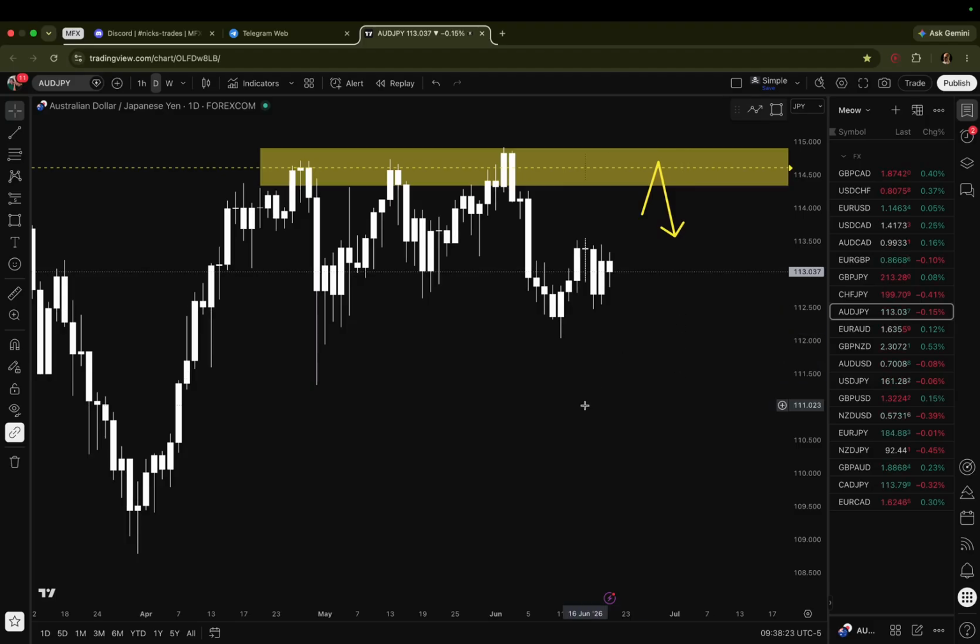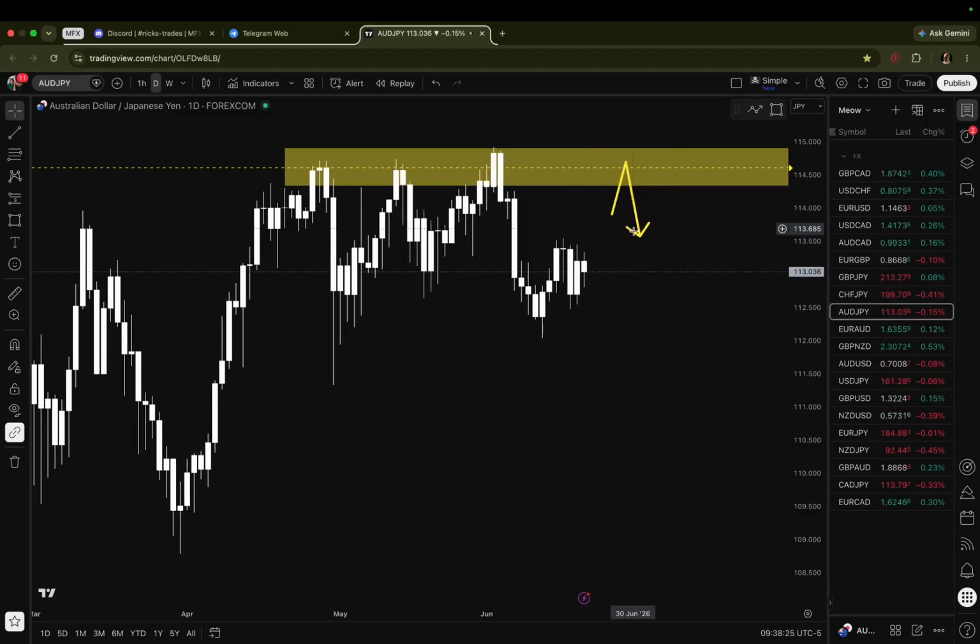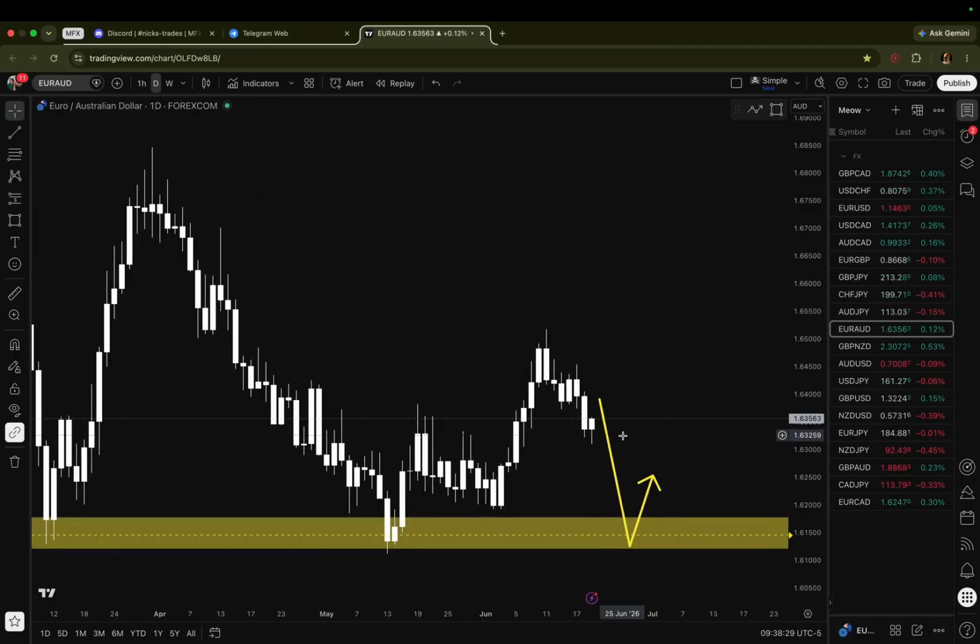I don't know when or if that's going to happen. So let's just wait and see. It could take another month for price to get up there. Could take a few days. Euro AUD, I'm waiting on price to come down here into this support level.